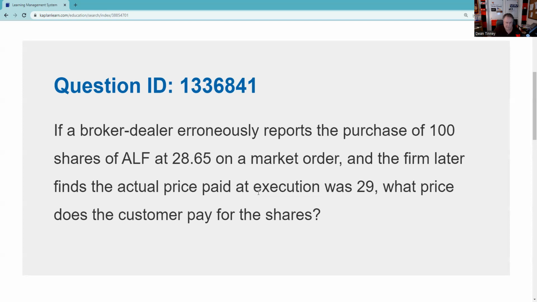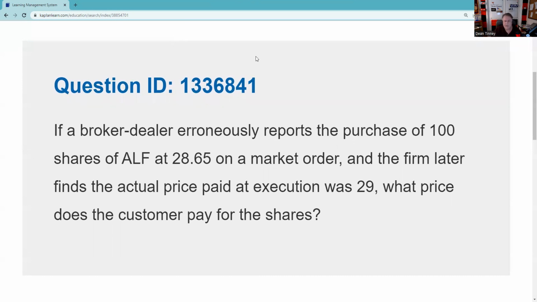It's within the parameters of the market order. What price does the customer pay? The customer pays 29. Now that happens too often. Maybe he's going to get a new broker dealer, but the customer pays 29. So that was an error in the report.